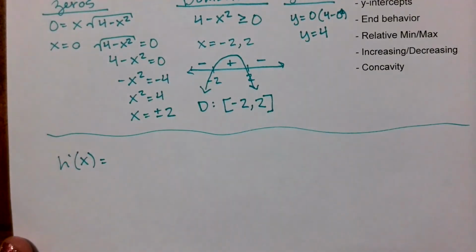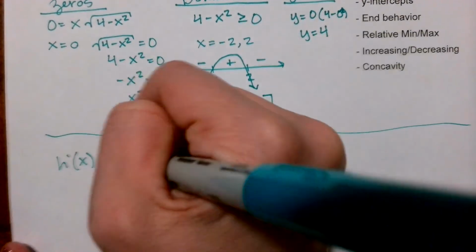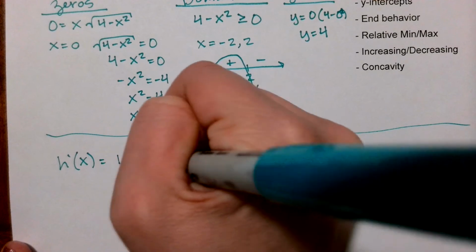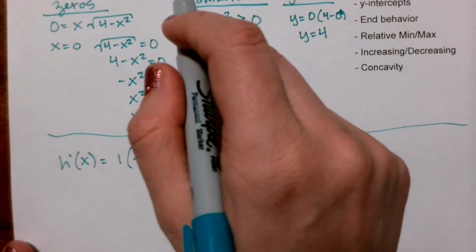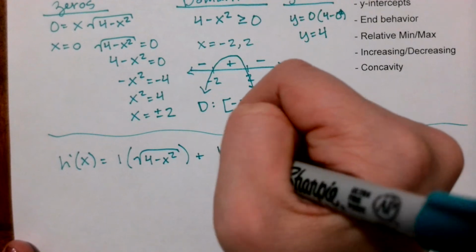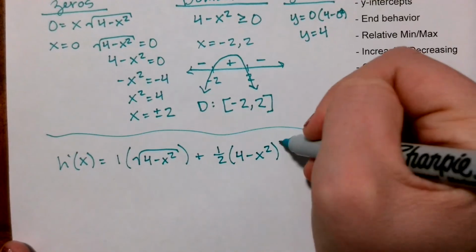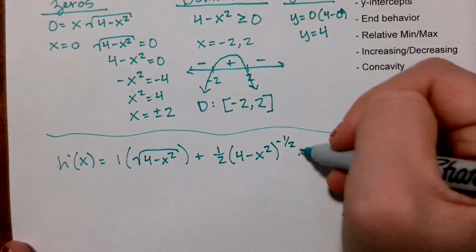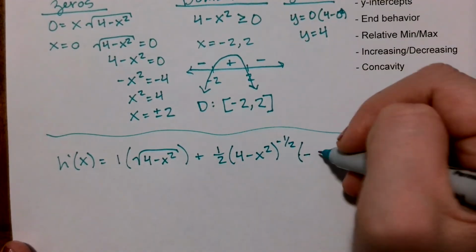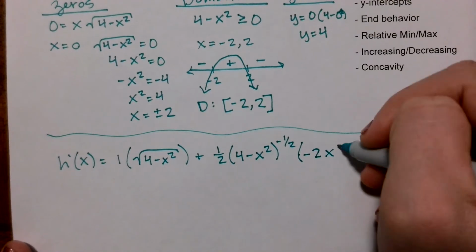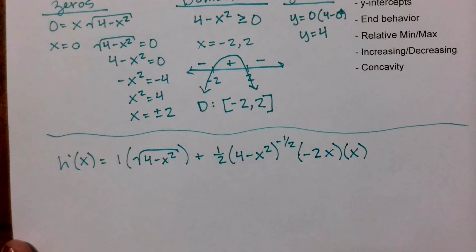We do want to use the product rule. So we've got the derivative of x times the square root of 4 minus x squared plus the derivative of the square root of 4 minus x squared. Be careful here, we've got a 1/2, 4 minus x squared to the -1/2, and then multiplied by the derivative of the inside using that chain rule, -2x times the first.